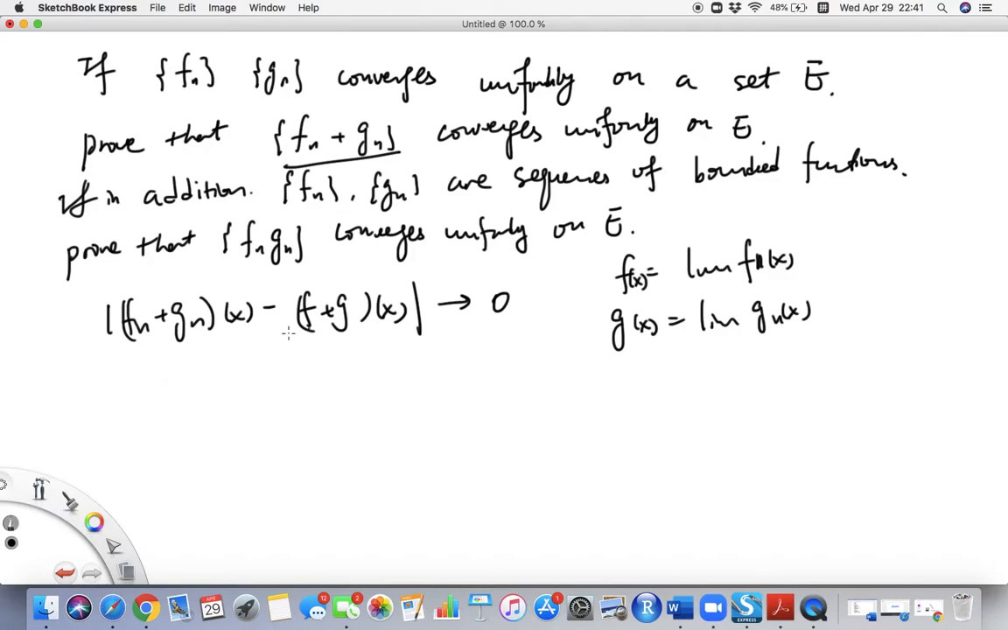So how do we do that? Well, the idea is pretty simple. How do we show these two are close? Well, you show fn is close to f and gn is close to g, so the sum has to be pretty close. So what you can do is rearrange them, right? You have fn minus f.